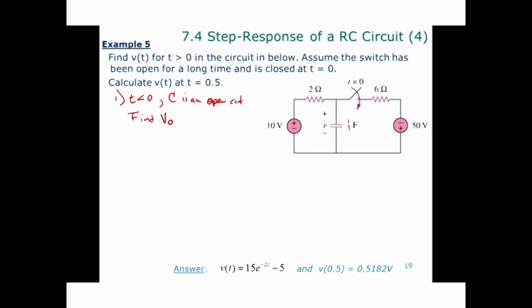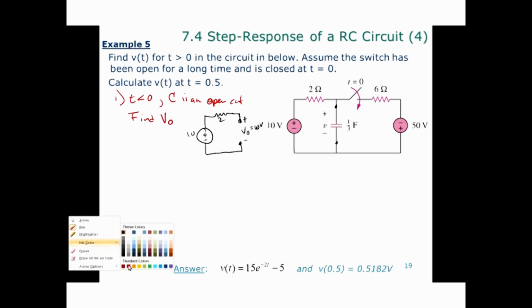Good, 10 volts. The switch has been open for a long time, so the right part of the circuit is disconnected from the left part, and with the capacitor an open circuit, there's no current flowing through the 2 ohm resistor. So whatever voltage you measure across the capacitor is the same voltage you measure across a 10 volt source. You're always free to redraw the circuit to make it simpler. This is what we have before the switch closes. You can think of that capacitor as an open circuit, and if you measured across it with a voltmeter, you would find that v0 equals 10 volts.